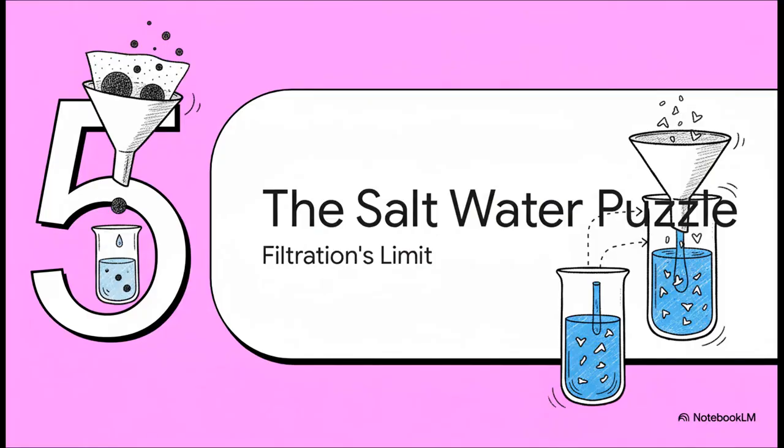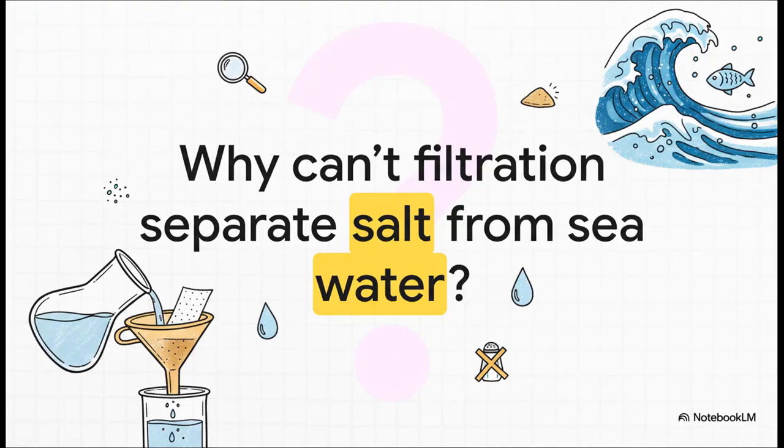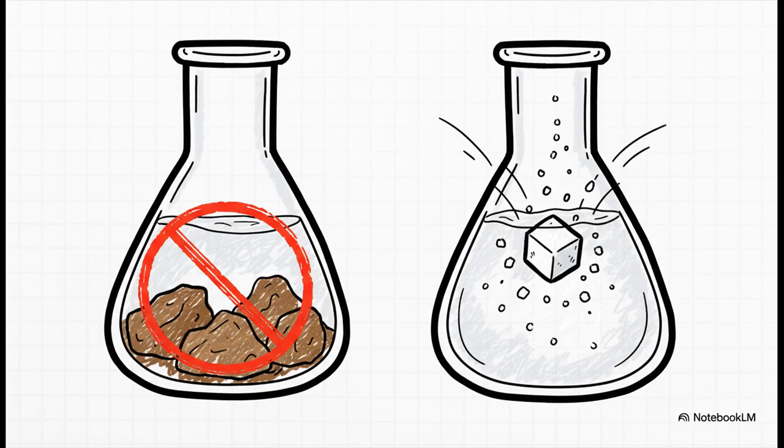Okay, time for the ultimate test of our knowledge. We know for a fact that filtration works perfectly on insoluble sand. But what about a solution, something like salt water? This is a really great question. If it works for sand, why can't we just use this to get all the salt out of the ocean? The answer, the little clue, is hidden in one of those definitions we talked about earlier. And the answer all comes back to that key difference between an insoluble mixture and a solution. See, sand particles stay big and clunky, but salt dissolves, it breaks down.